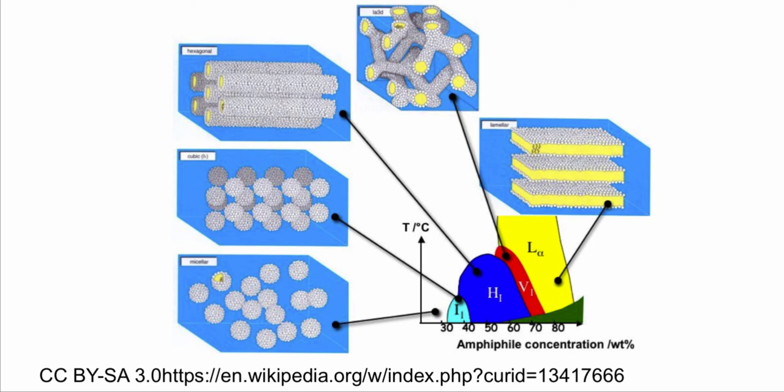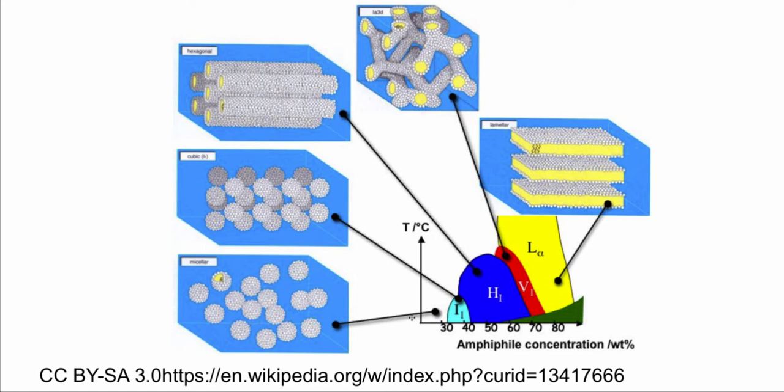Lyo just means solvent. So these are liquid crystals that change their structure based on the composition of the solvent. Here's a schematic that I've taken from a Wikipedia article on lyotropic liquid crystals, with temperature on this axis and increasing concentration of surfactant on the x-axis. As we go into higher concentrations of surfactant, the aggregates pack into different structures. At a very low concentration, we just have micelles floating around in a disorganized isotropic system.